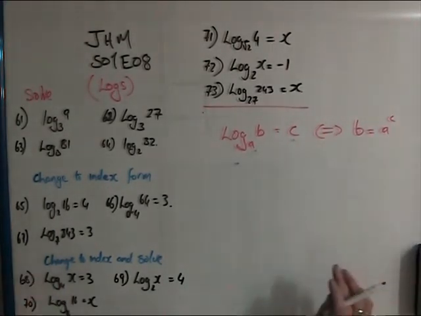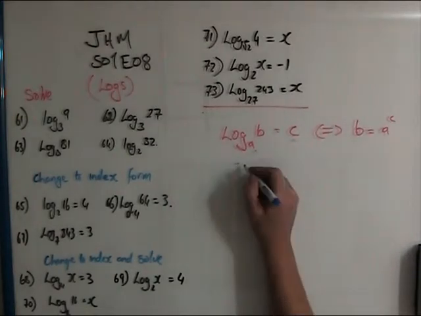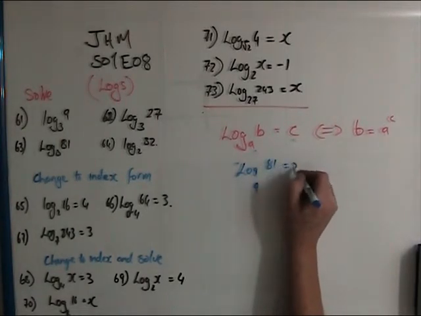Any other questions? Here we go. Write down the value of each. Okay. Log of 9 to the base 81 is equal to x.